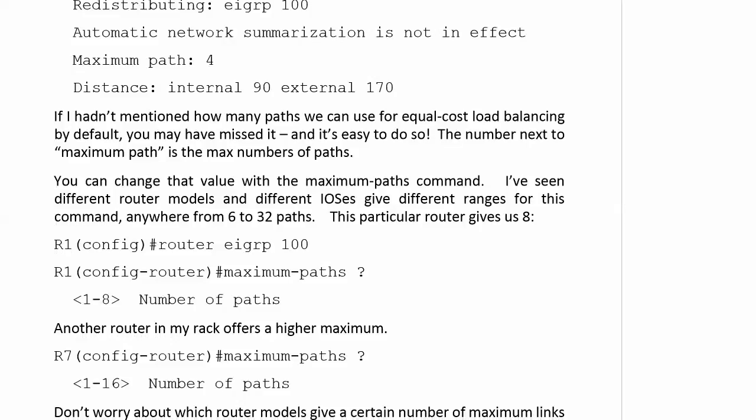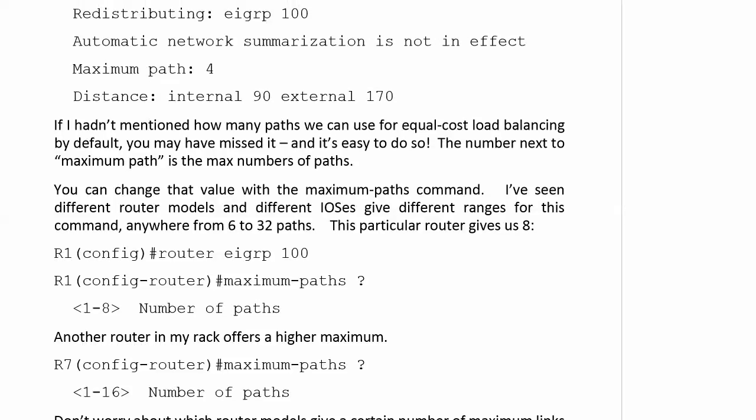Now, let me ease your mind about something here. I get messages on this all the time, and I've seen it online on other sites. It's like, well, I use maximum path and it has 16. Well, I see 24. Well, I see 6. I see different values. Here's the thing. I have seen so many different router models and different IOSs give different ranges for this command. There is no one value for it. I've seen it anywhere from 6 to 32, depending on how high level the router was.